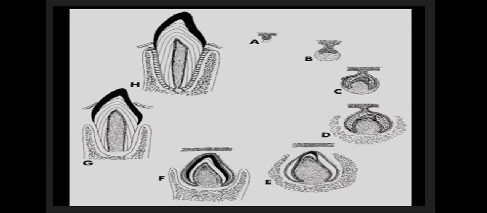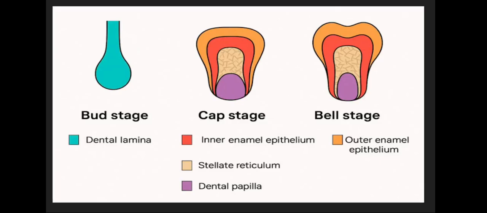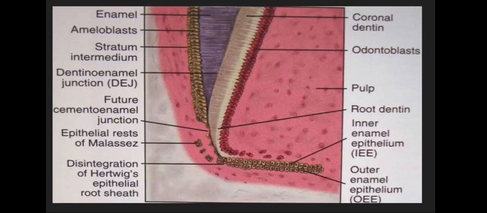See, this is how the bud stage, cap stage, and bell stage advance. This is how the root formation happens. These are the stages. Again, here are the bud stage, cap stage, and bell stage. This is the Hertwig epithelial root sheath.